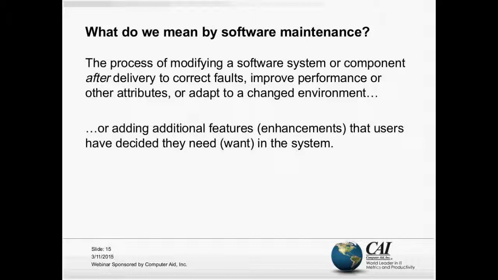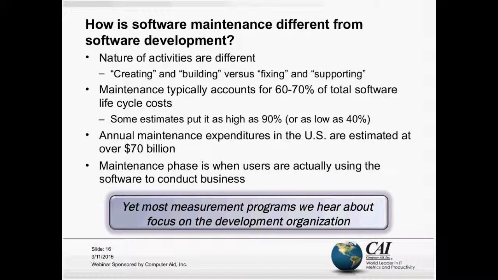So how are maintenance and development different in the world of software development? Well, the nature of the activities themselves are different. When we're developing, we're creating and building, definitely more sexy than fixing bugs or supporting the end users with usability aspects or fixing performance issues. Maintenance typically accounts for 70% of total software lifecycle costs. So we are talking about a majority of lifecycle costs over the course of a system's life happens during maintenance.